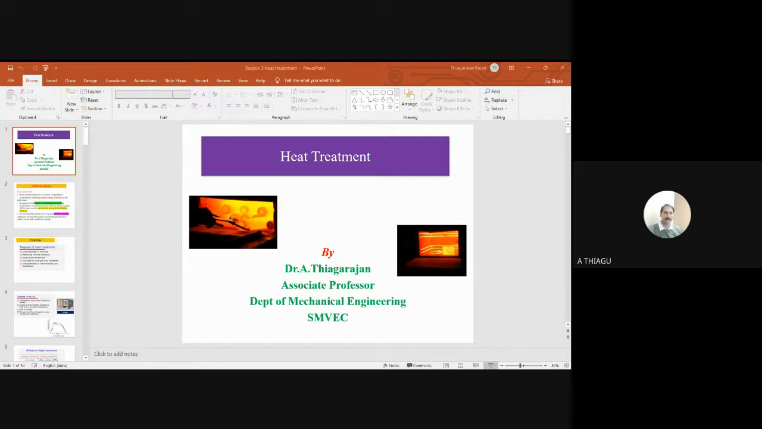To refine means to gain new grains. New grains should be developed. That is called refine. And the last one, to relieve or to remove the internal stress.